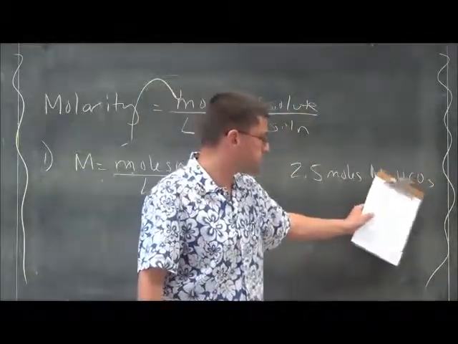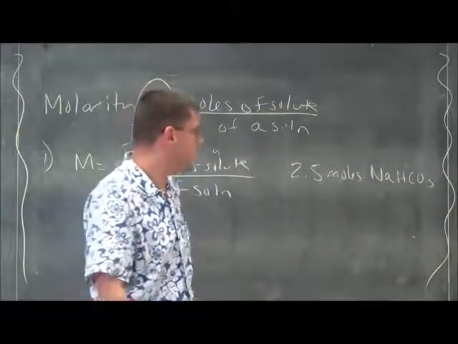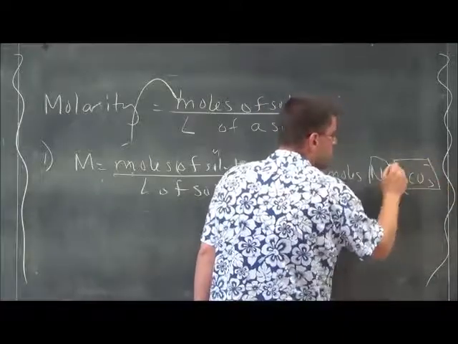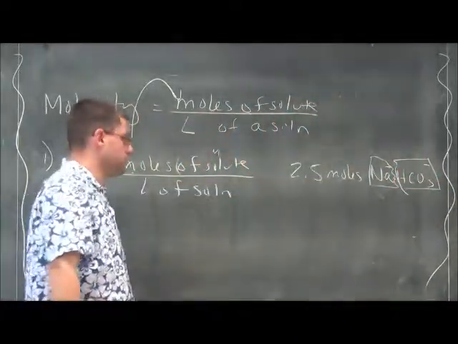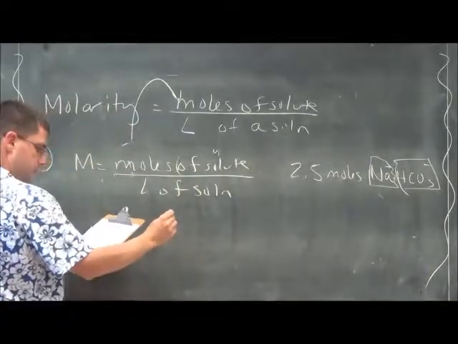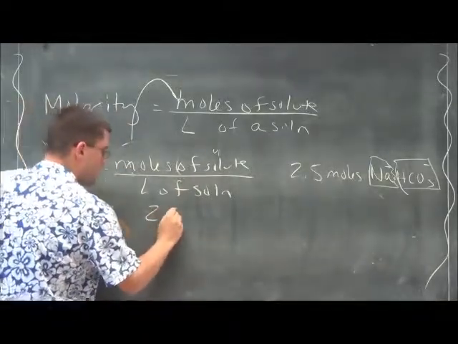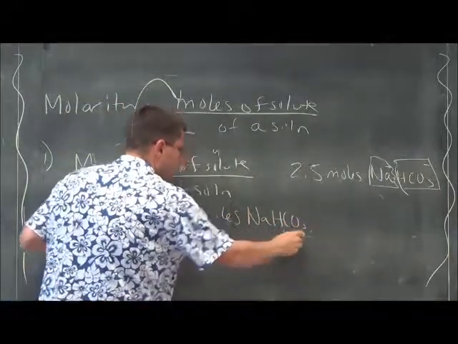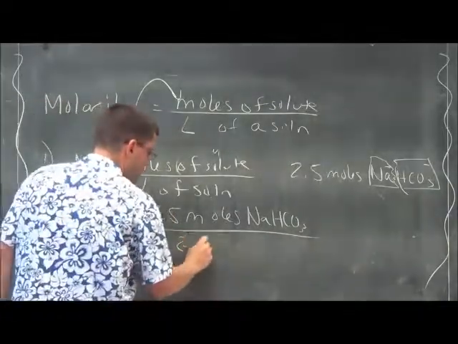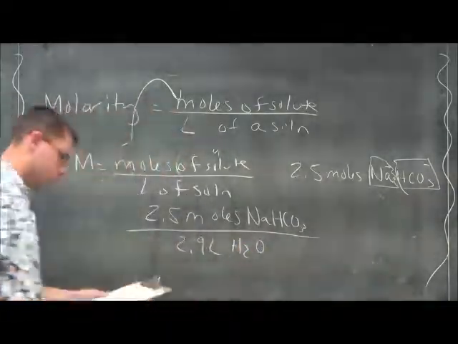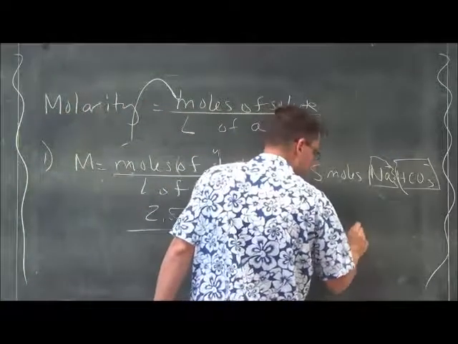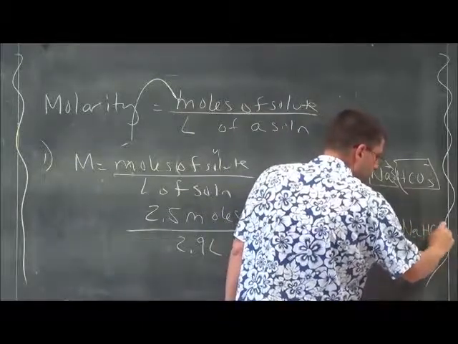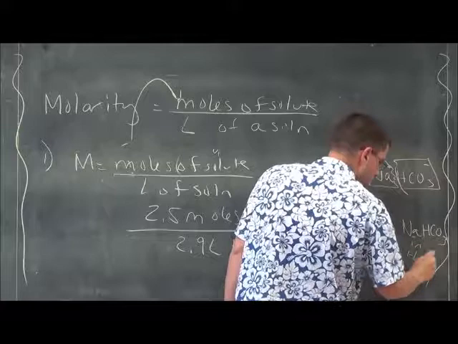Again, equal opposite alert. Positively charged sodium, negatively charged bicarbonate. Okay? Again, it's ionic. They break apart. Okay? And can be surrounded in solution. So overall, it's in water, so you've got 2.5 moles of sodium bicarbonate divided by 2.9 liters of water. When you do the math, it comes out to 0.86 molar. 0.86 molar of sodium bicarbonate in water solution.